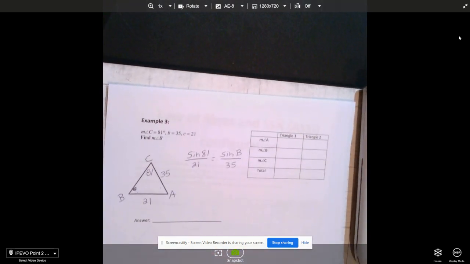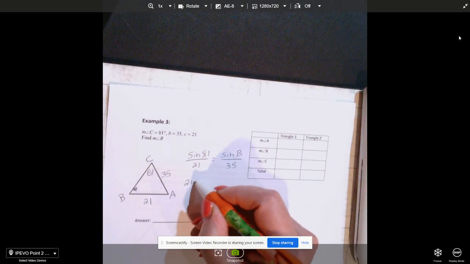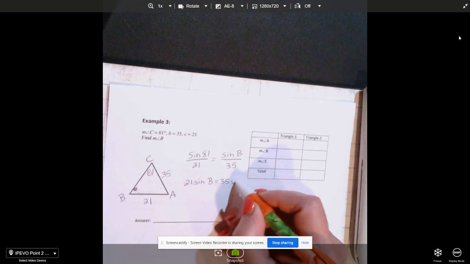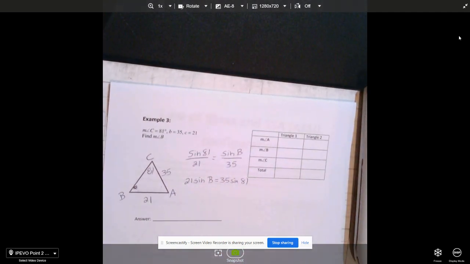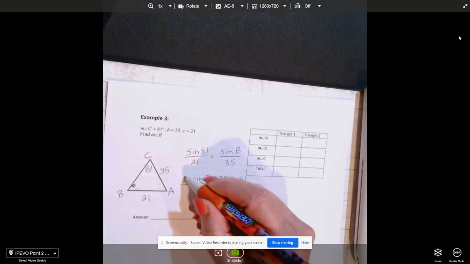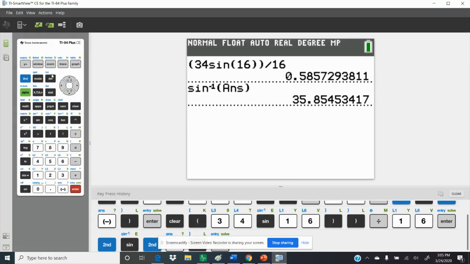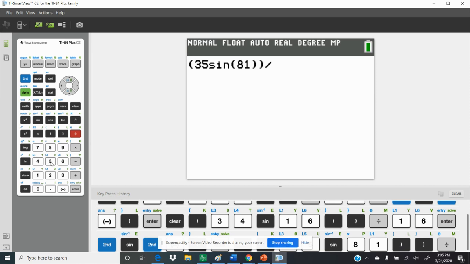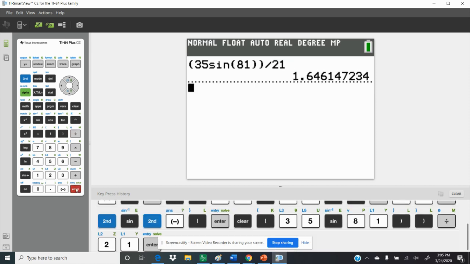Once again, I'm going to cross multiply. I'm going to say 21 times the sine of B equals 35 times the sine of 81. I'm going to divide both sides by 21 to get the sine of B alone. The 21s will cancel out, and I have 35 times the sine of 81 divided by 21. So I know that the sine of B will equal 1.64.